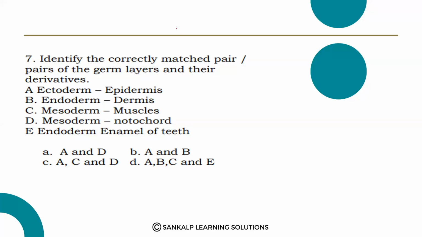Option A says A and D are correctly matched. Option B, A and B are correctly matched. Option C, A, C and D are correctly matched. Option D, A, B, C and E are correctly matched. What is your answer, guys? The first quick answer is given by Nagini. She selected option C. What about others?